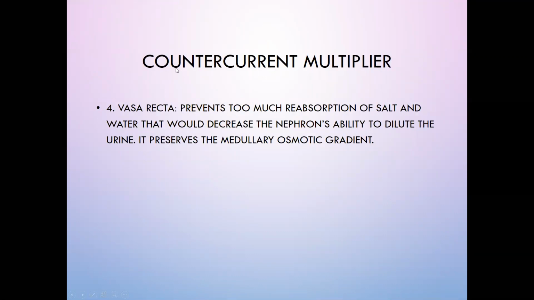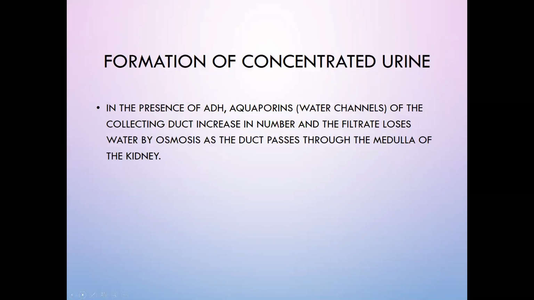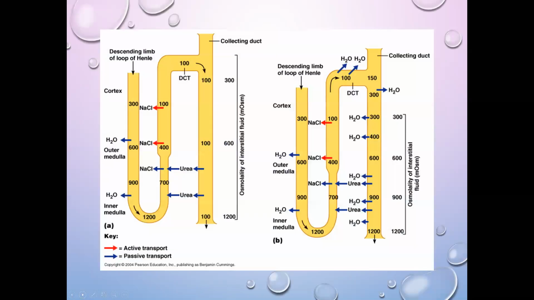Okay, so what does the vasa recta do then? Prevents too much reabsorption of salt and water that would decrease the nephron's ability to dilute the urine. And it preserves the medullary osmotic gradient. Okay, so now we're going to take a look at what ADH does. So here is our normal loop of Henle, distal convoluted tubule and collecting duct. So here is everything the way it's supposed to be, nice dilute urine.